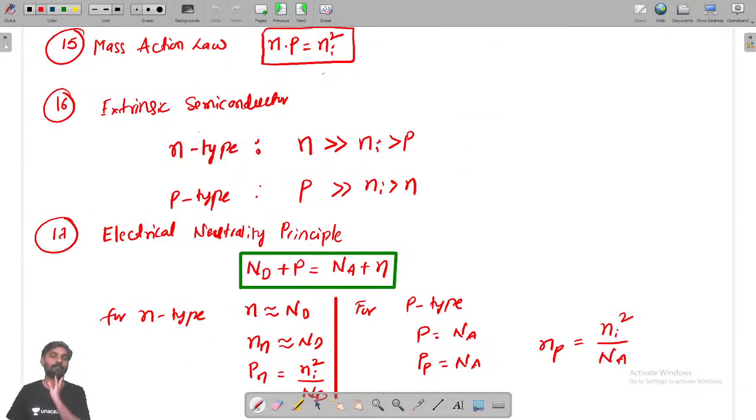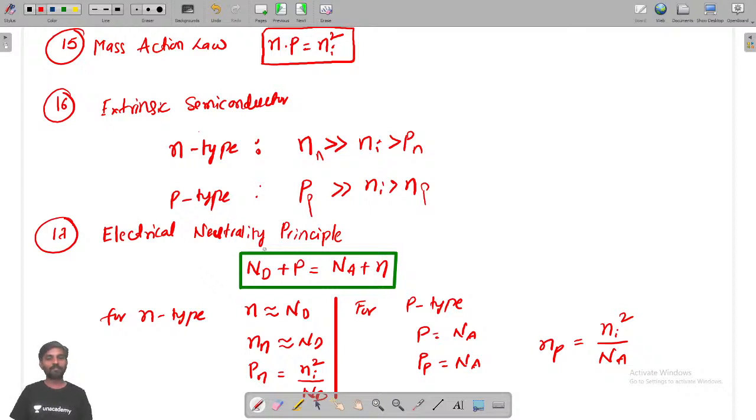And mass action: the product of number of holes and number of electrons is equal to a constant. That constant is equal to Ni square. For N-type extrinsic semiconductor, Nn is greater than Ni is greater than Pn. For P-type, Pp is greater than Ni is greater than Np. Always remember this.